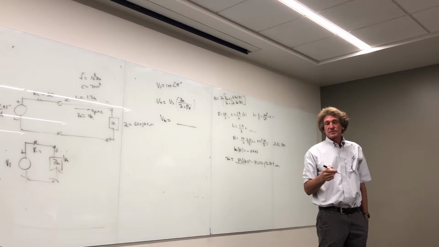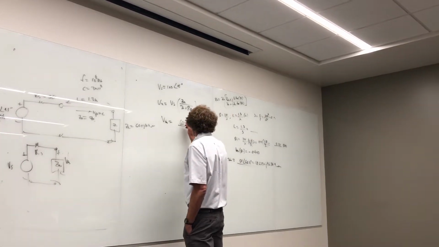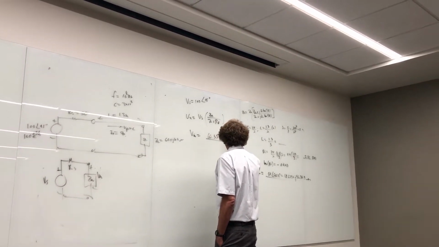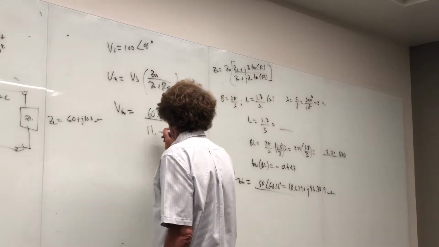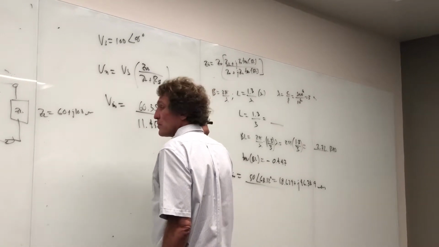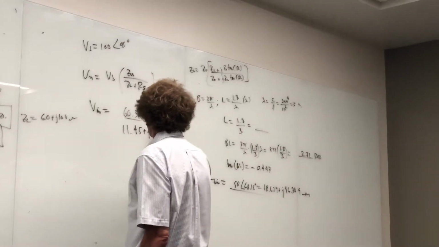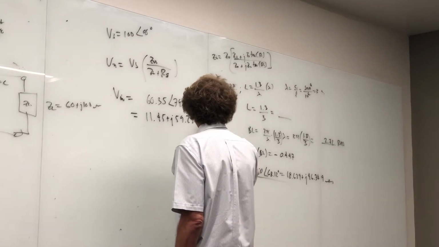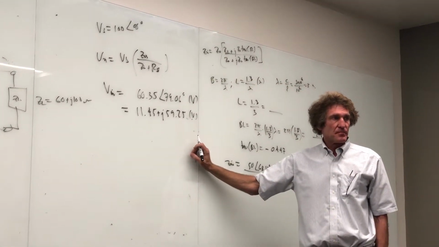If you got it right, it's 60.35 at an angle of 79.06 degrees. And then the real is 11.45 plus j59.25 volts. Yeah, that's what I got. Did you all get that, class?